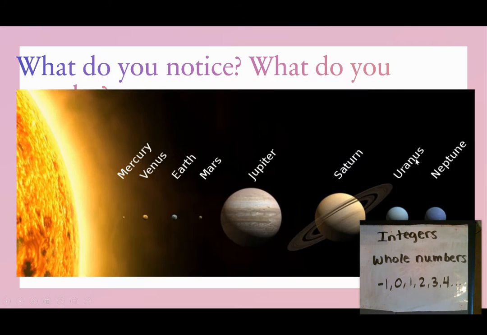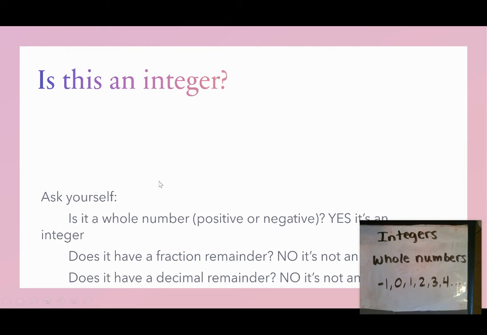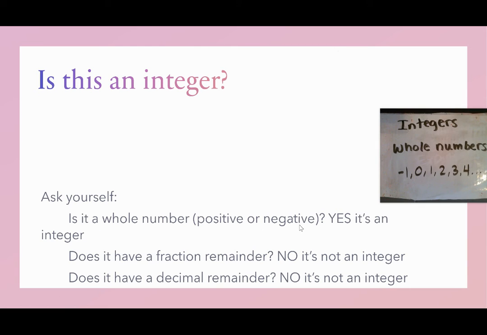So things like temperatures can be written as integers, which are negative numbers. So things that also have negative numbers would be considered integers. Not only negatives, but positives also. So if you're asking yourself, is it an integer? Well, is it a whole number that's positive or negative? Then yes, it's an integer. Does it have a fraction remainder like 8.2 or 8.25? Then it's not an integer. If it has a decimal remainder like 1.115, not an integer. 1.00 is an integer.